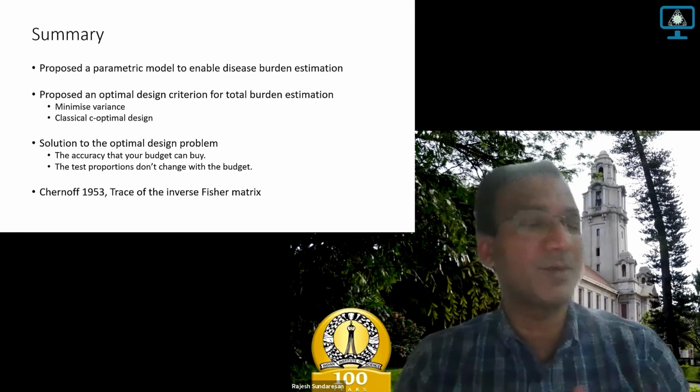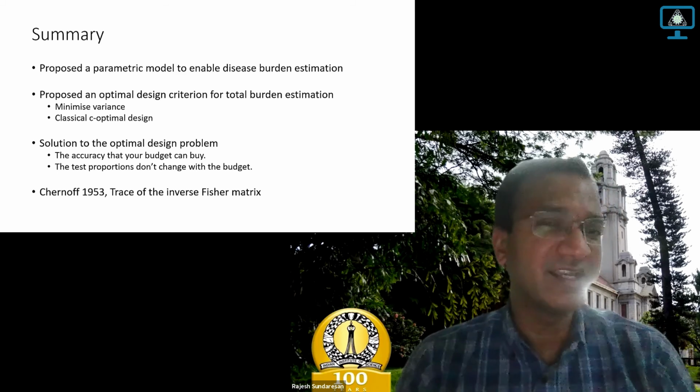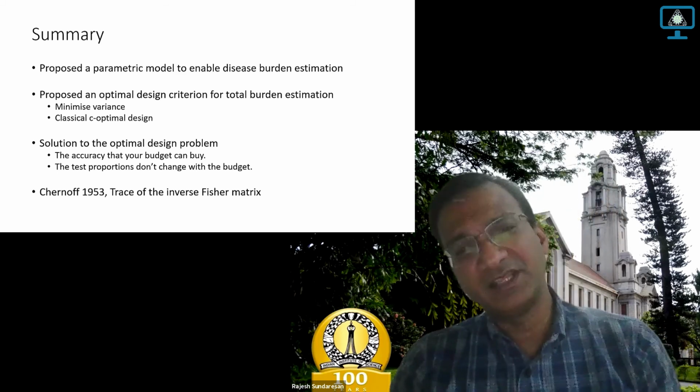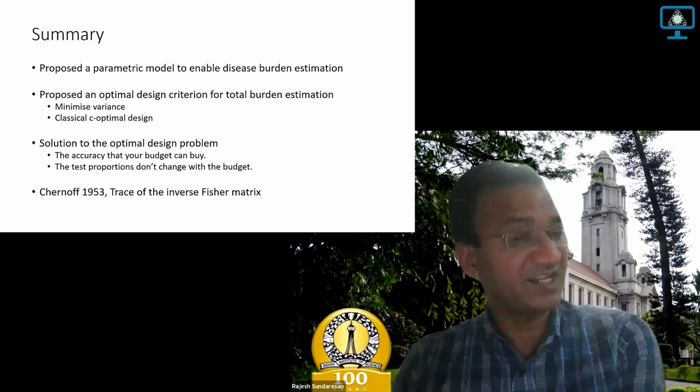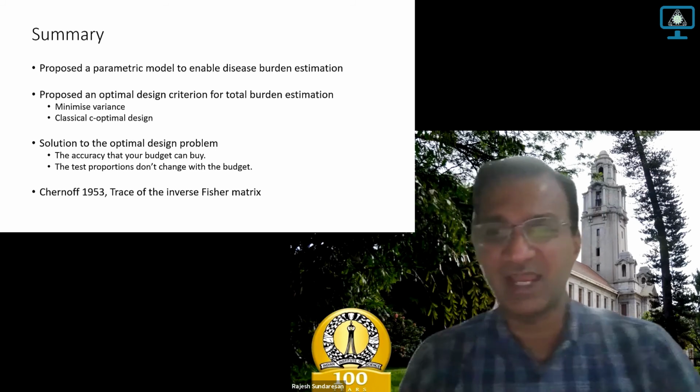These could be used to come up with optimal survey designs, and that's what we have actually used to design the second round Karnataka Sero survey, which is actually happening right now.